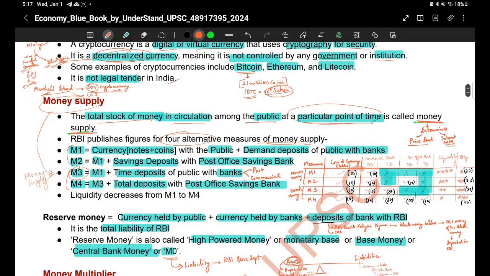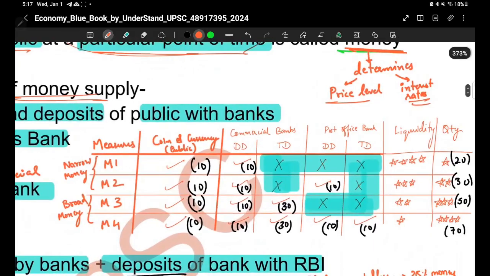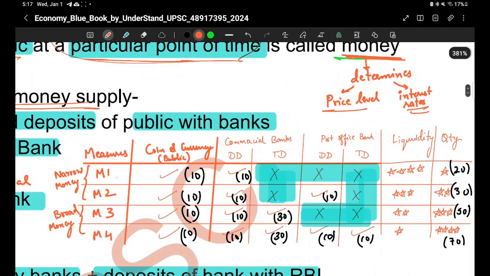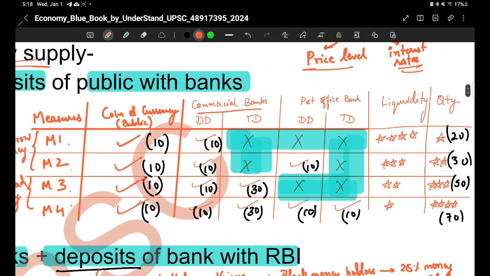Okay. Now let's not remember this M1, M2, M3 like this. We'll make a table. Now I've written this M1, M2, M3, M4. First column is coin and currency with public. Okay. You just have to tick mark all of this in the first column. Okay. Then the second column is commercial banks.